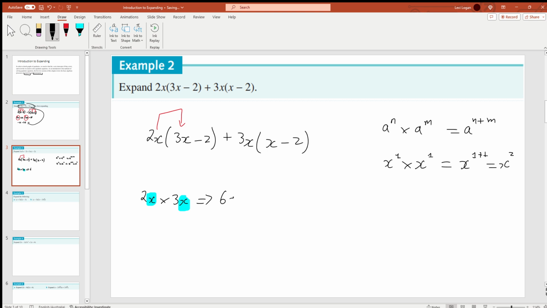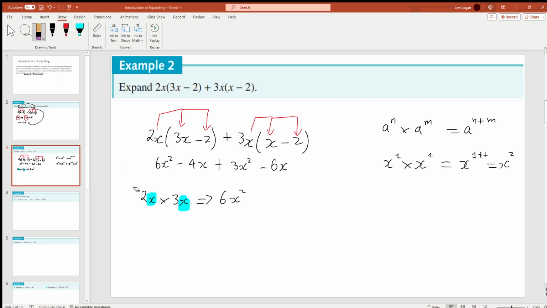So what we're going to have here is 6x squared. Then we're going to have 2x times negative 2. So that will give us minus 4x. Okay. And then you're going to do the same thing here as well. We've got the same situation here. So we're going to have 3 times 1, which is 3, and then x times x, which is x squared. So it's going to be plus 3x squared. Then we're going to have 3x times negative 2, which is minus 6x.